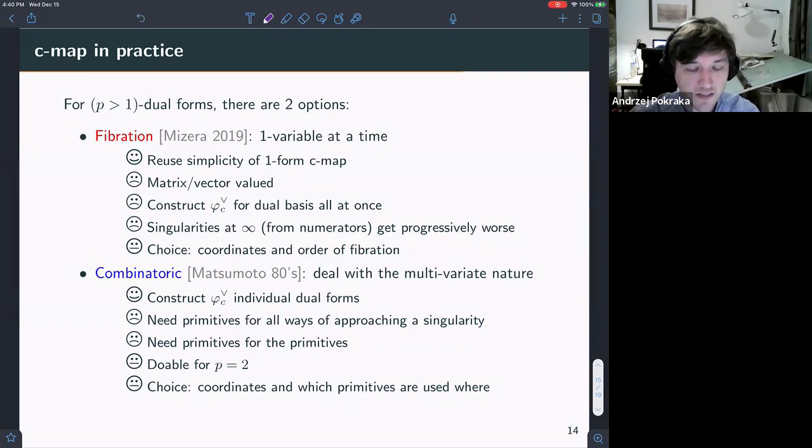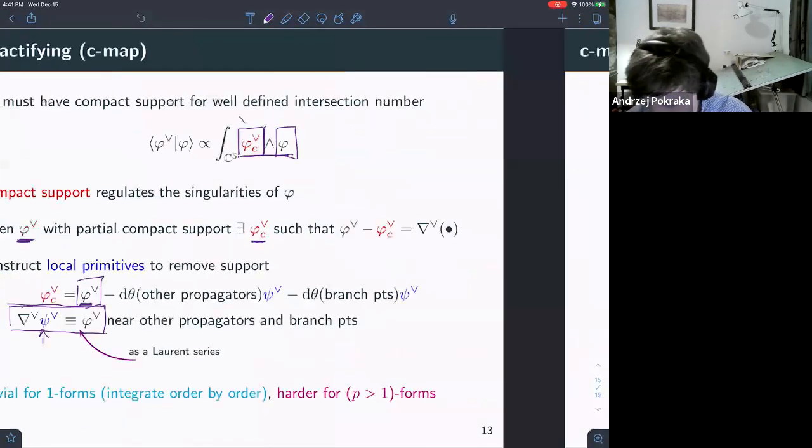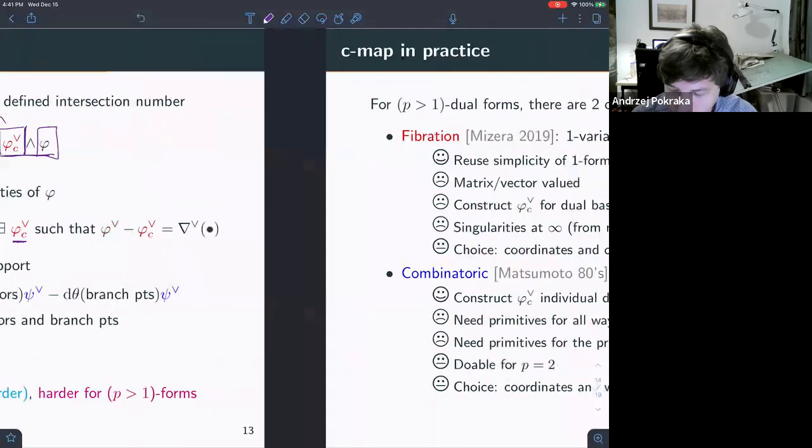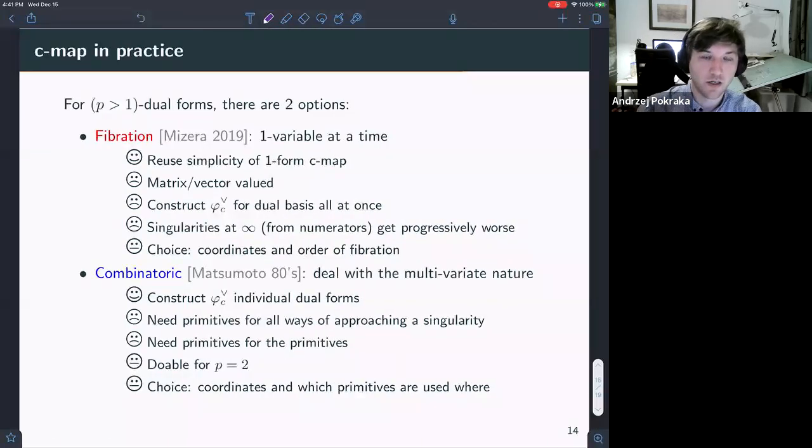So we get singularities from Feynman diagrams and from numerators. For example, if we start with a Feynman diagram that has a double pole, and we do the intersection for one variable, we're going to be left with something that has a fourth order pole. And if we do that again with another variable, we're going to be left with something that has a sixth order pole. So this means that we have to keep computing these primitives to higher and higher order as we're peeling away these variables. Eventually, at some point, it will become intractable.